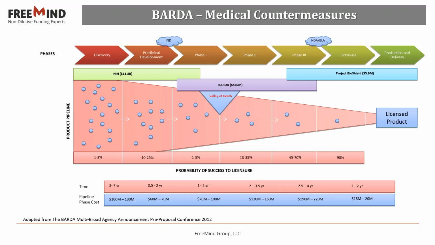So what BARDA essentially tries to do, you see here the classic stage of development, which starts with discovery and preclinical. What BARDA tries to do is take you through the so-called valley of death, taking products from the NIH, primarily from the NIAID, but taking them all the way through to clinical activities.